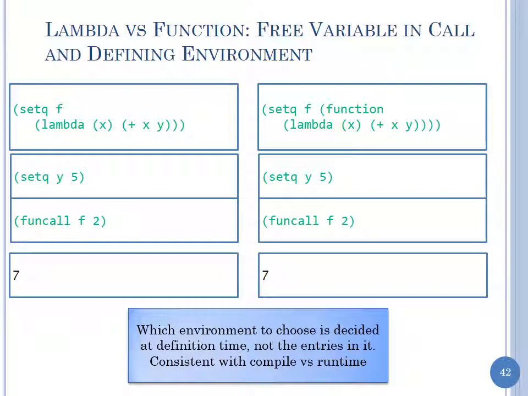Okay? So which environment to choose is decided at definition time, not what the environment is. We're just choosing which environment to look at. That environment itself is dynamic. It can change. You can do set queues to add variables to it, change variables in it. And those are the values that will be used when the function is called, just as when the global variable changes, a function can return different values.